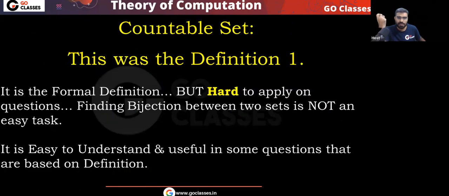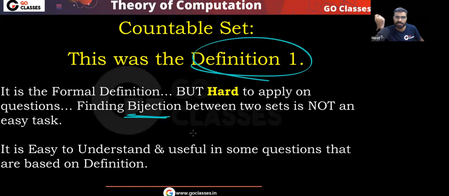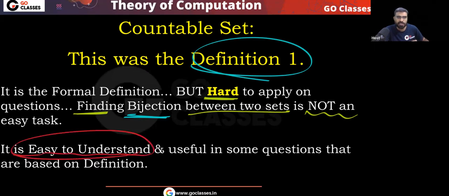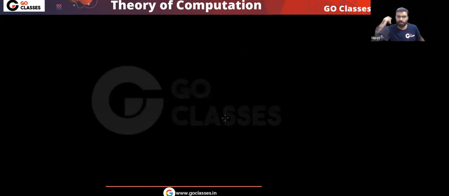This bijection definition, we will not apply in the GATE exam. This definition is hard to apply, because finding a bijection between two sets is not an easy task. So remember, this definition we will not apply for questions in future. It is easy to understand, but not easy to apply. If some questions come which are based on this definition, you can answer. But we will not apply this definition in future.